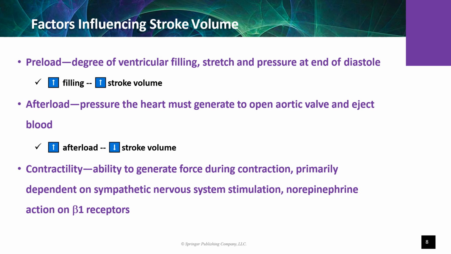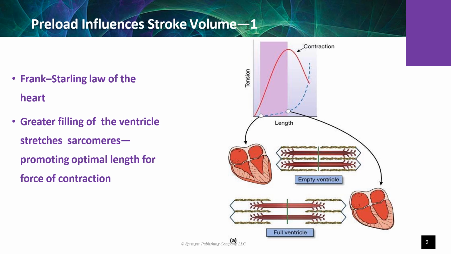End diastolic volume in the ventricle sets cardiac muscle length before the contraction, and this is preload. Afterload is the force experienced by the ventricle after contraction has started. The transition from a mostly empty ventricle to a full ventricle increases the stretch of the heart before contraction, which is preload, and results in stronger contractile activity.